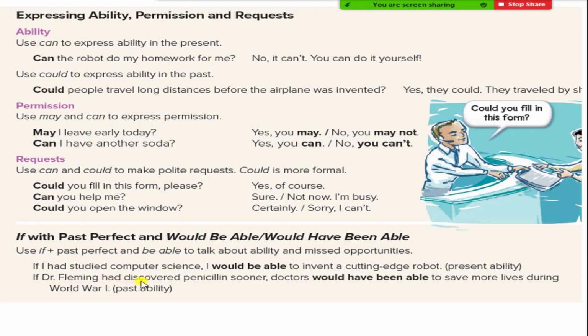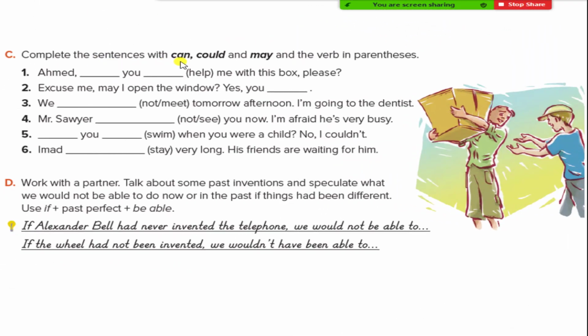If Dr. Fleming had discovered penicillin sooner, doctors would have been able to save more lives during World War. This is past ability. It expresses ability in the past. Okay? So we use would have been able to express past ability, and would be able to express present ability.